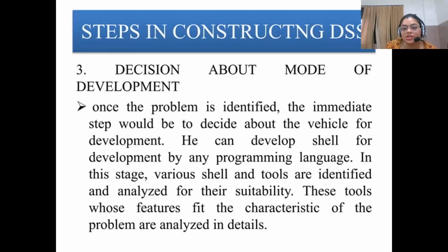Third is decision about mode of development. Once the problem is identified, the immediate step would be to decide about the vehicle for development. He can develop a shell for the development by programming language. In this stage, various shells and tools are identified and analyzed for their suitability. These tools whose features fit the characteristics of the problems are analyzed in detail.